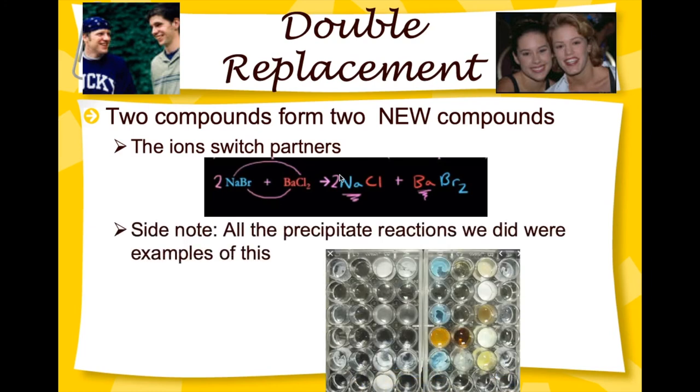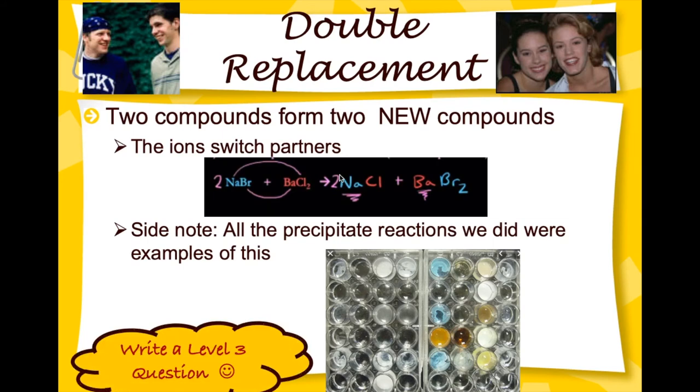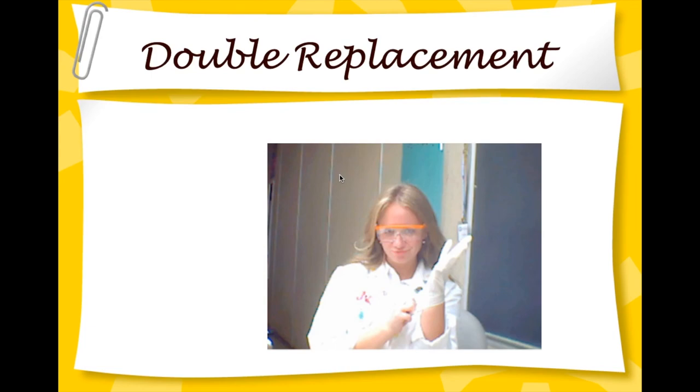And then just a reminder, or just a connection: all those precipitate reactions you did in Unit 2 were examples of double replacement reactions. All right, finish off all of this learning with a level 3 question. So think about some big, brainy idea, a prediction, a judgment, an argument, something like that. But then we've got to finish off with our last demo on double replacement.